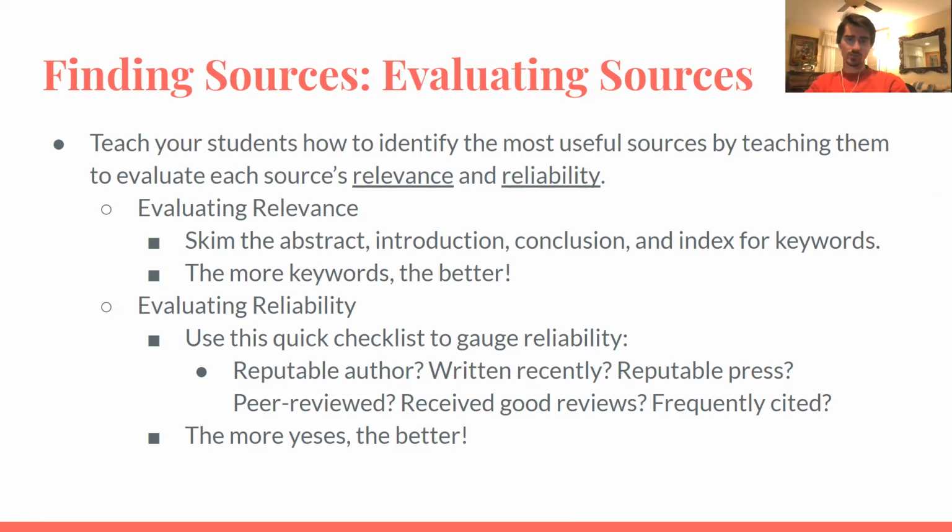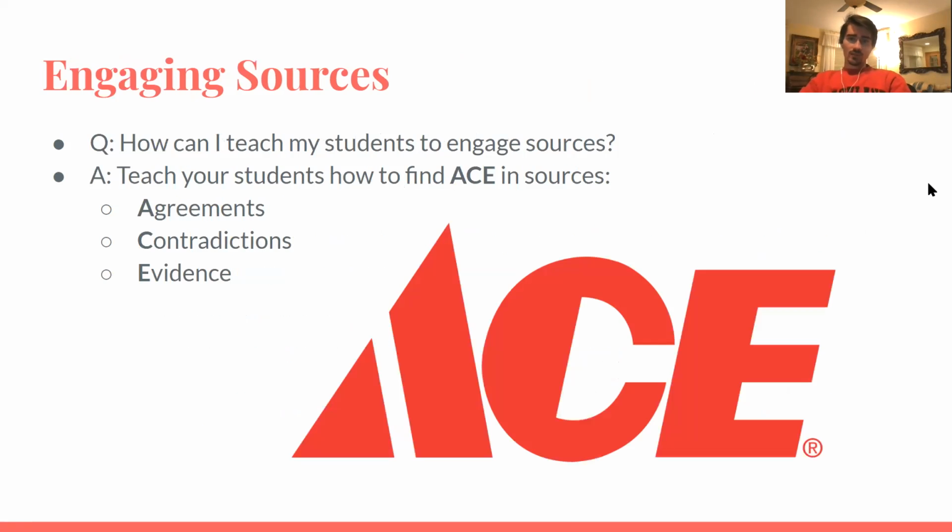The other thing you want to look at is reliability. And when you find a source that is relevant to your topic, you might also want to do a quick Google search on both the publisher as well as the author, and just make sure that they both have good credentials, especially in the field that your research is about. So that's everything related to finding sources.